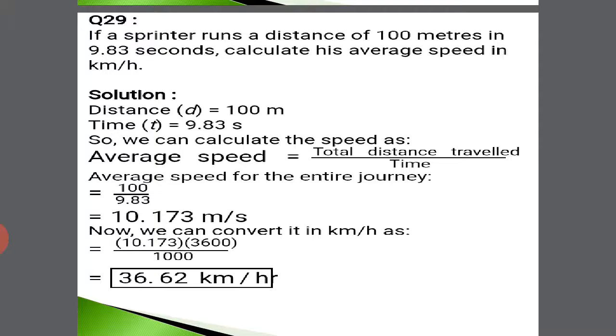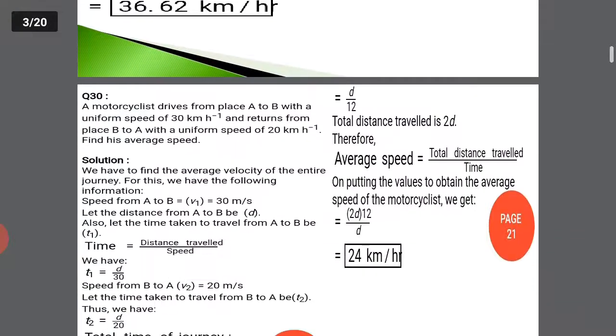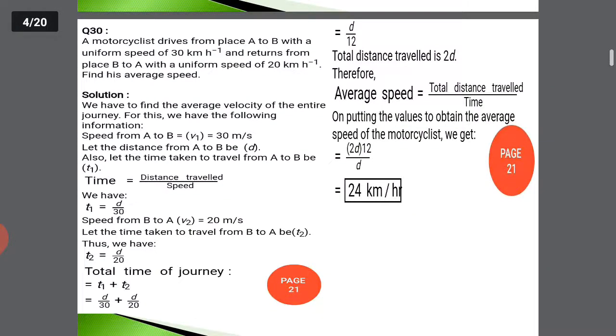Okay, so use these values. Average speed in meter per second, the value is 100 upon 9.83. It comes to 10.173 meter per second. Now we can convert it into kilometer per hour: divide it by 1000 and multiply it by 3600. Then the value will be 36.62 kilometer per hour. Got it? Now the next question. This question is from your NCERT book also.